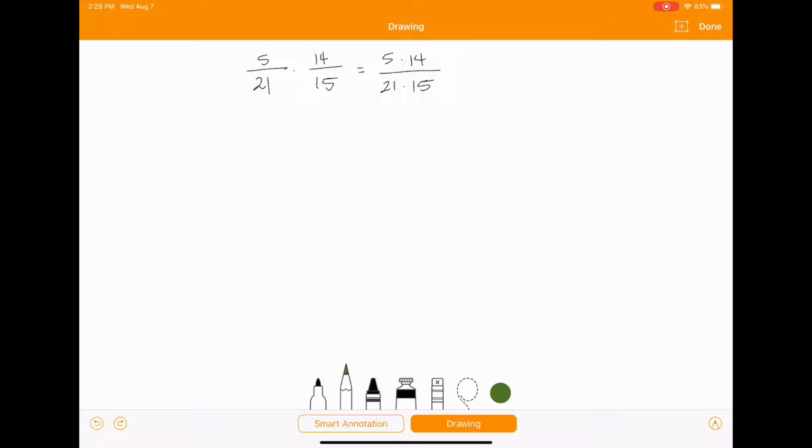And so if I did that, 14 divided by 7 is 2. 21 divided by 7 is 3. 5 divided by 5 is 1. And 15 divided by 5 is 3. So you'd end up with 1 times 2 over 3 times 3, which is going to be 2/9.